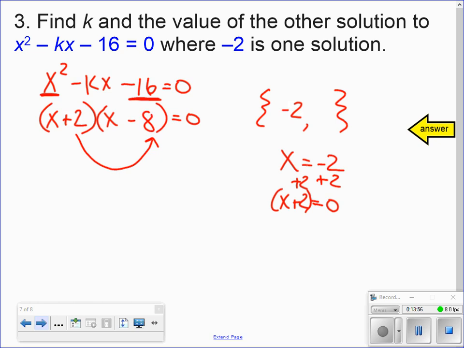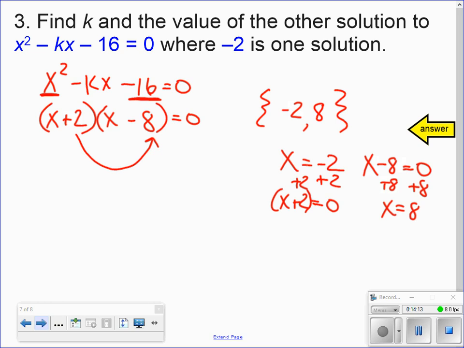And so I know that my other factor is x minus 8. My other solution would be positive 8. So you're doing the opposite of the factor, and the solution would be the opposite of each other. So my other solution is positive 8.